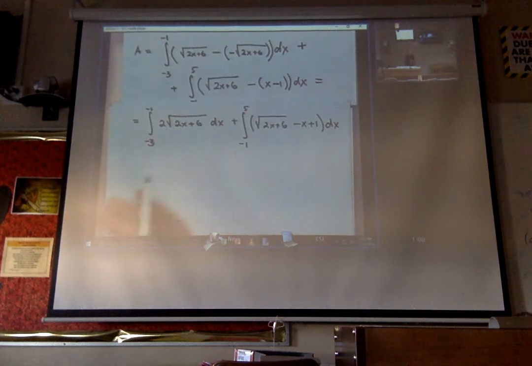Now, it's not that difficult. It just takes time. If you look at the first integral right here, you can move 2 outside. But then you have to go with what?